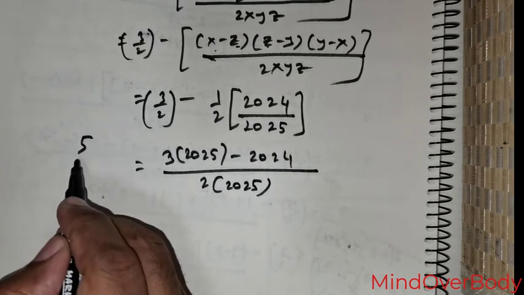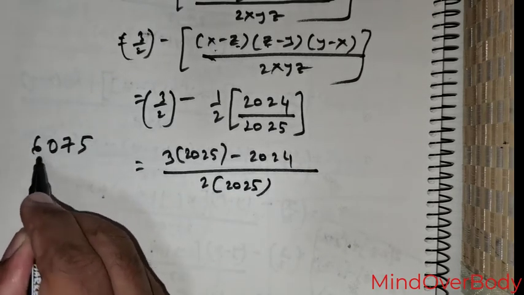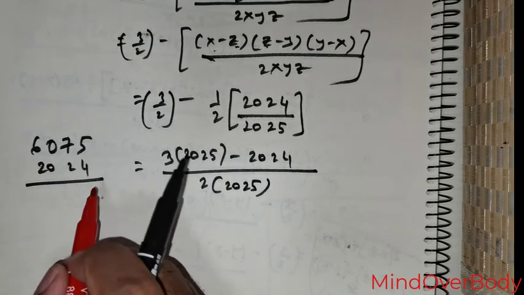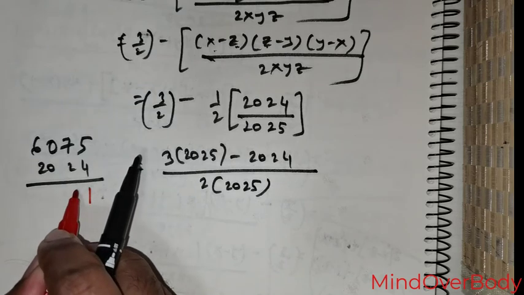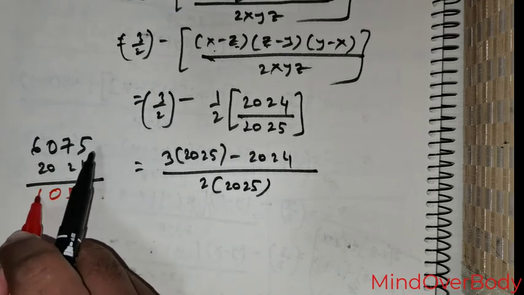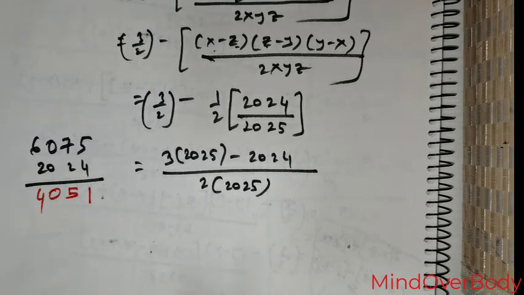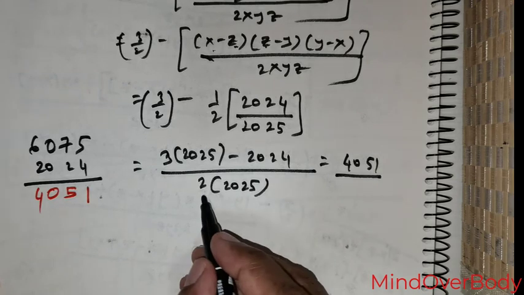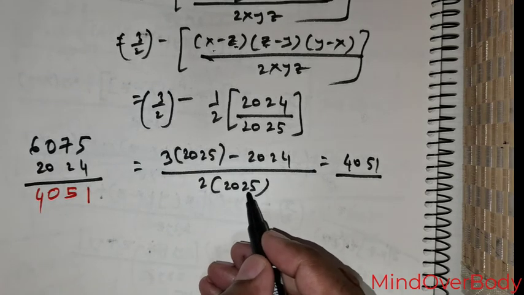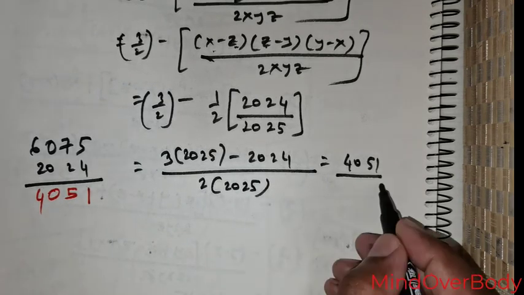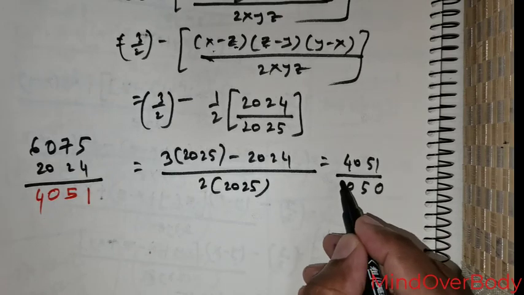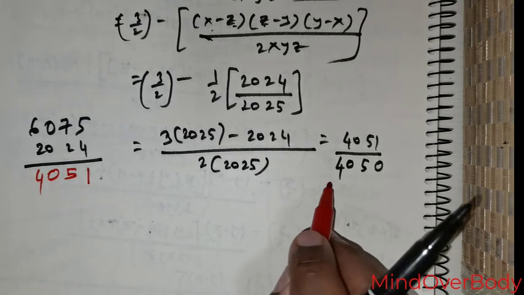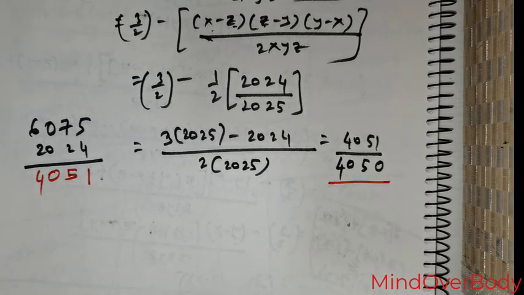So 3 5s are 15, 1 6 7 0, 3 2s are 6, and 2024 divided. So this one will give me 1, this one will give me 504. Right? So this is equal to 4051 divided by 2 times of 2025. So 5 2s are 10, 2 2s are 4, 5 2 0 0, and 2 2s are 4. So this is the beautiful solution for this question, students. Thank you so much.